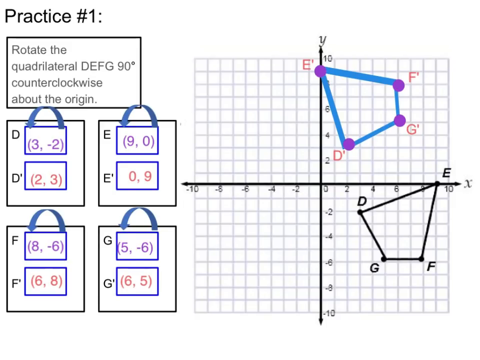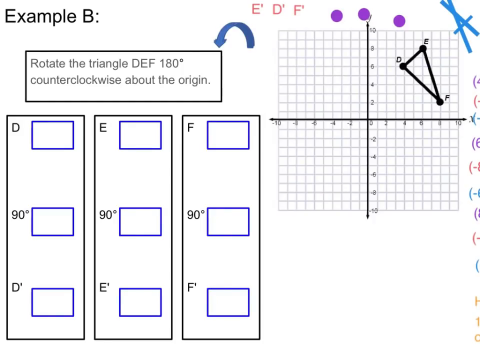Let's take a look at the next one. Now let's take a look at example B. Example B says we're going to rotate the triangle 180 degrees counterclockwise about the origin. So I'm going to start by figuring out what my original points are so that I can then go about making the 180 degrees counterclockwise rotation about the origin. Taking a look at my shape on the coordinate plane, I see that my D is at (4, 6), my E is at (6, 8), and I see my F at (8, 2).